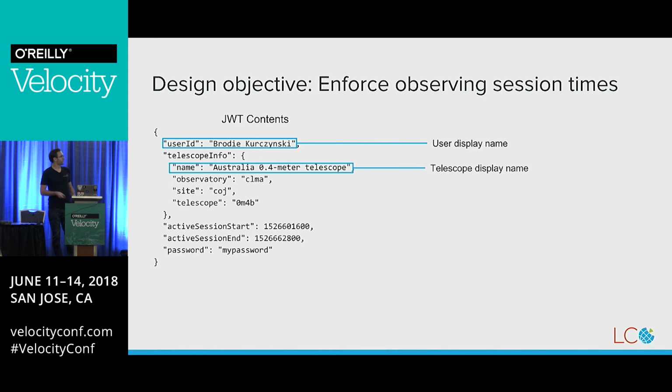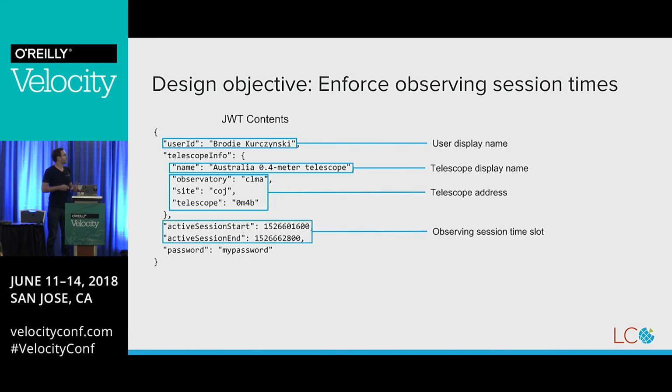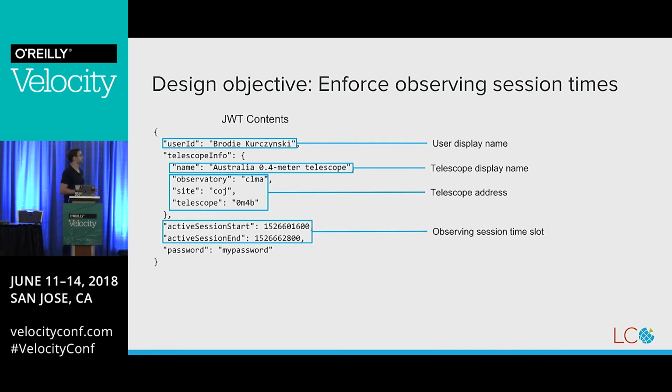And then there is information about the telescope, which is not unique. It's just a display name of the telescope to give the user a feel of what telescope they're using. And then there's the telescope address, which is an address space that we give each one of the telescopes, and this must be unique per telescope. It's kind of similar to how URLs work. And then, second to finally, these are the observing sessions in here.